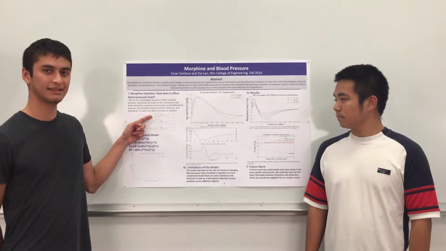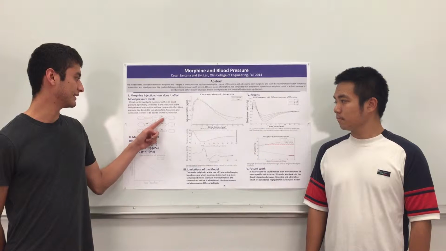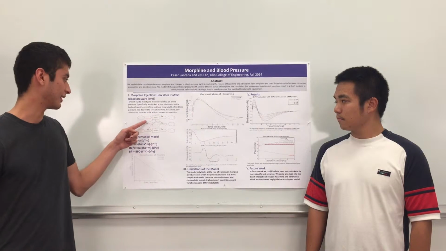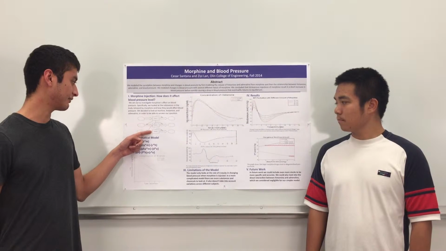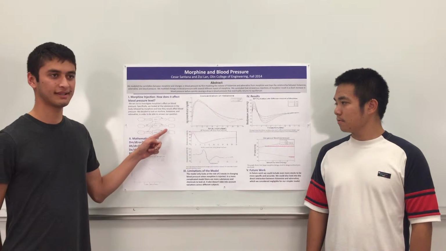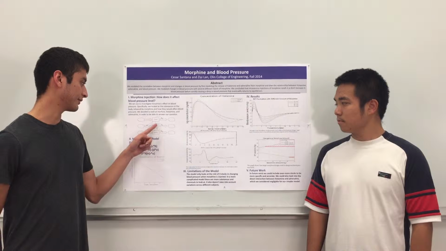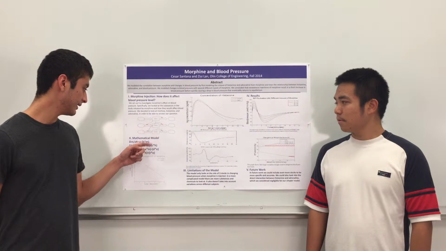Morphine would be injected intravenously and would decrease at a rate proportional to the amount of morphine in the body. Morphine would then cause the secretion of histamine and adrenaline in the system, which would then leave the body at a rate proportional to the amount of histamine and adrenaline in the body.